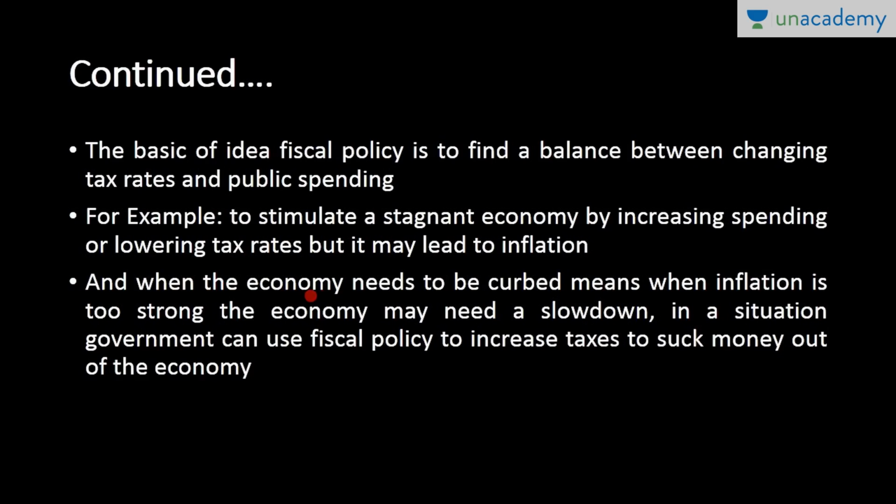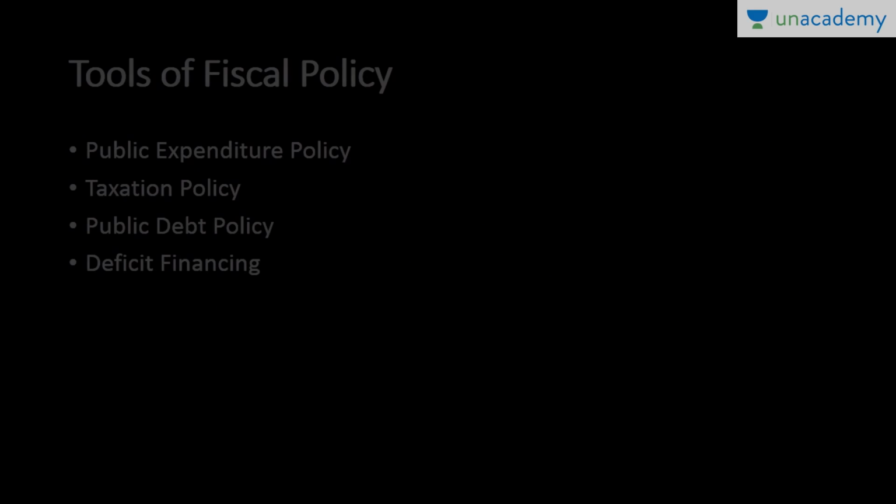On the other hand, when the economy needs to be curbed, meaning whenever inflation is too strong, then the economy may need a slowdown. And how can we impose this slowdown? The government can use fiscal policy to increase taxes. Whenever there is an increased tax rate, it will suck money out of the economy, and we can apply brakes on that particular situation of too strong inflation.